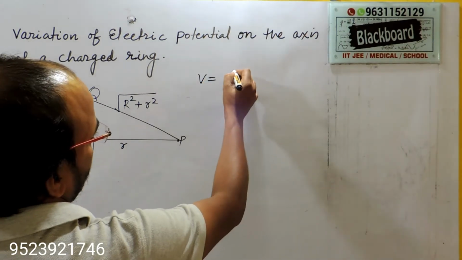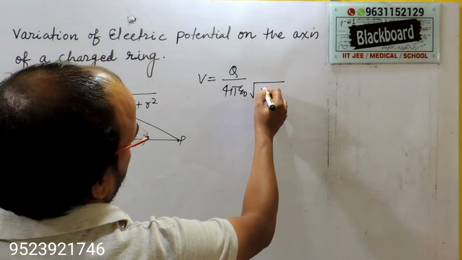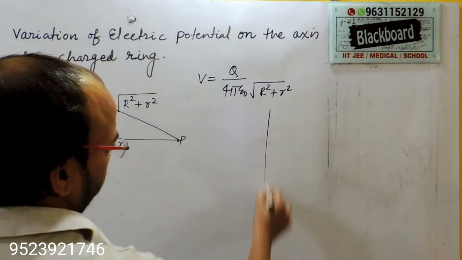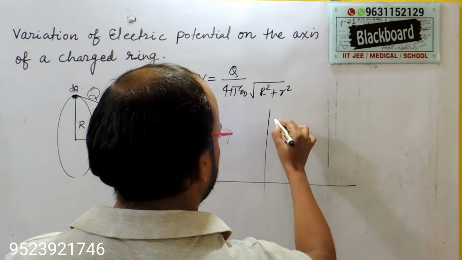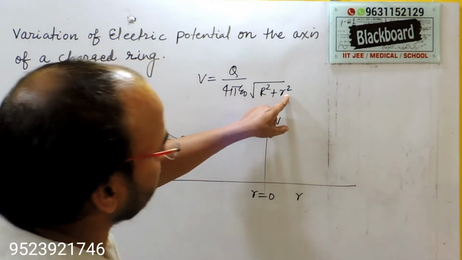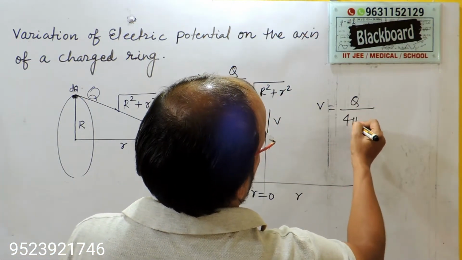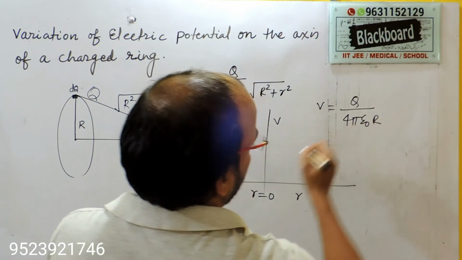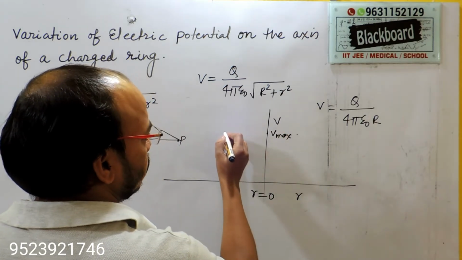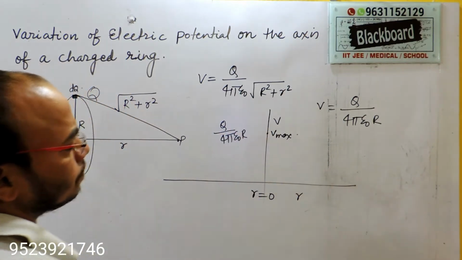V is equal to q by 4 pi epsilon naught root under R square plus r square, and here this is the graph between potential and this r. If r equals 0, that means this formula will be V equals q by 4 pi epsilon naught, and this will be R. That means V will be maximum. V max is equal to q by 4 pi epsilon naught R.